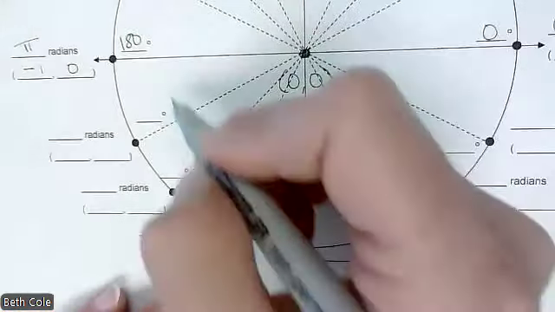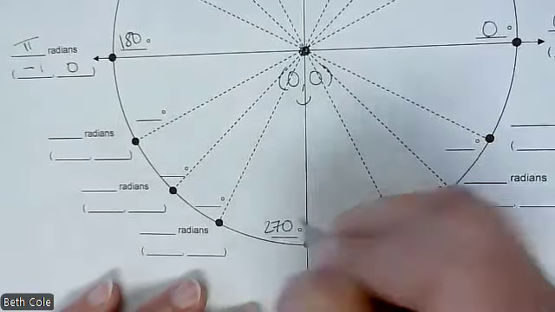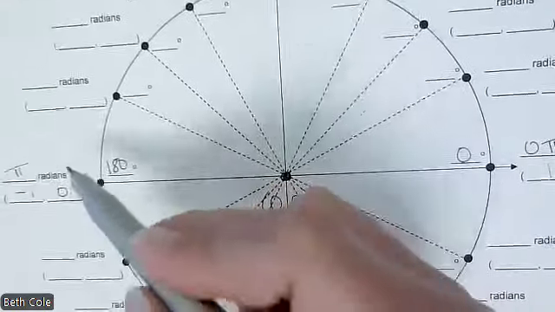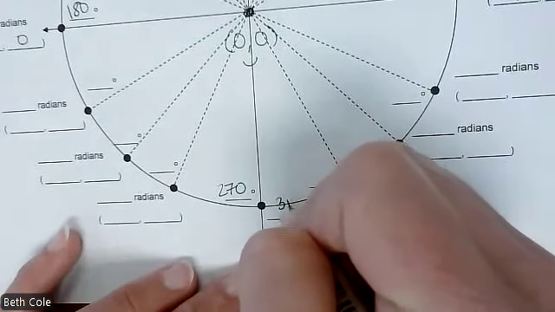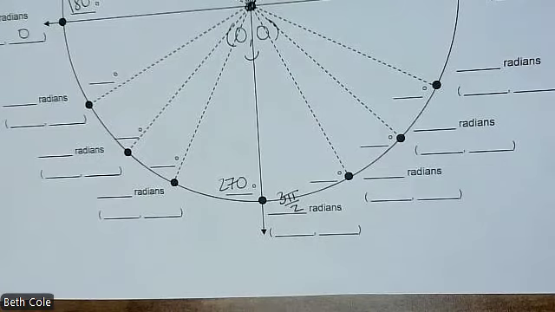Disappointing. All right. And then if you rotate down to here, how many degrees did you go? Yeah, 270. It's 180 plus 90. Now this is 1 half. This is 2 halves, which is a whole pi. So then this would be 3 halves. You're just counting by halves: 1 half, 2 halves, 3 halves.